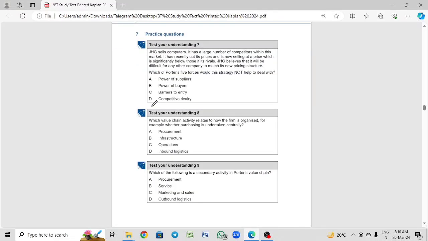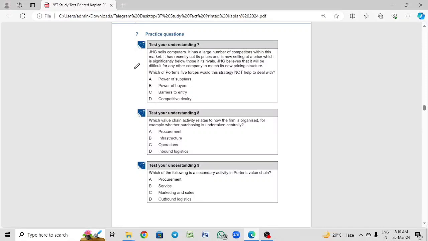The next test to understand is number 7. JHG sells computers. It has a large number of competitors within this market. It has recently cut its prices and is now selling at a price which is significantly below those of its rivals. JHG believes that it will be difficult for any other company to match its new pricing structure. Which of the Porter's five forces would this strategy not help to deal with? Power of suppliers, power of buyers, barriers to entry, or competitive rivalry?